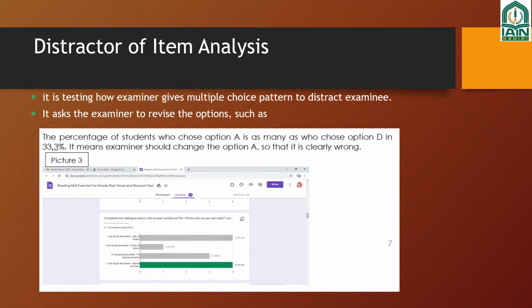That is 33.3%. It means that it's not totally right. The gray one is the wrong answer and the green one is the right answer. So the teacher or examiner should revise the wrong answer to be totally wrong.